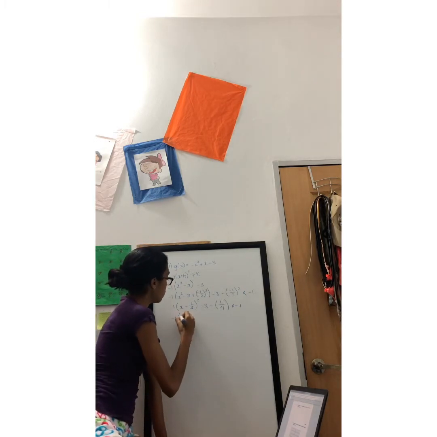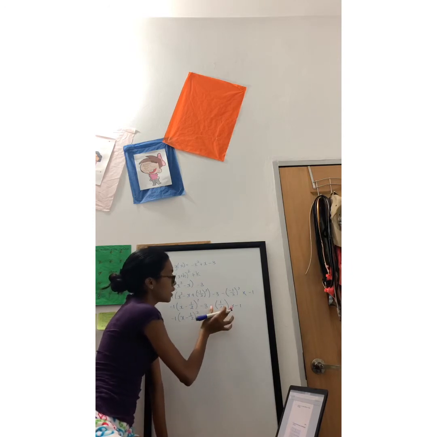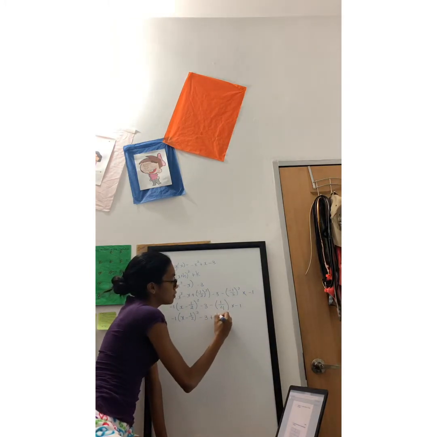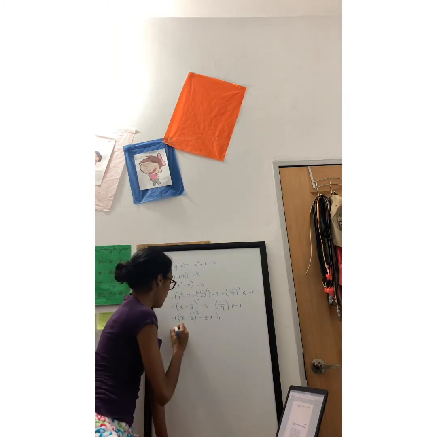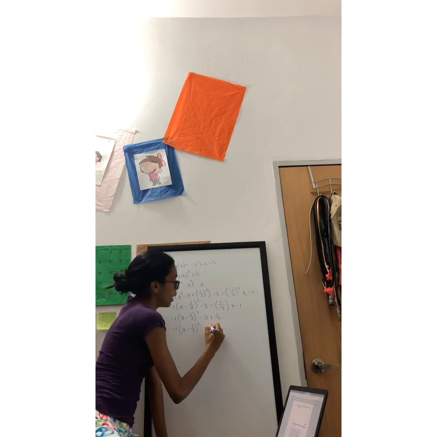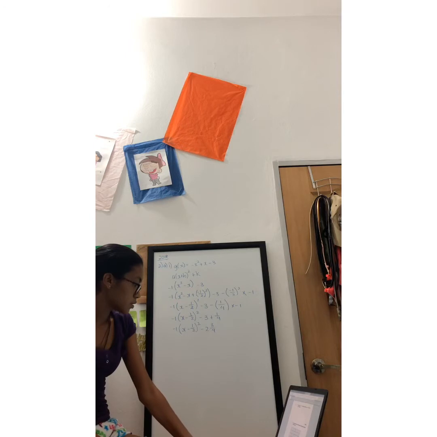So we have -1 x minus 1/2 squared minus 3. Now -1/4 multiplied by -1 will just give us +1/4. So we have -1 x minus 1/2 squared minus 3 plus 1/4, which will give us -2 3/4. Right?